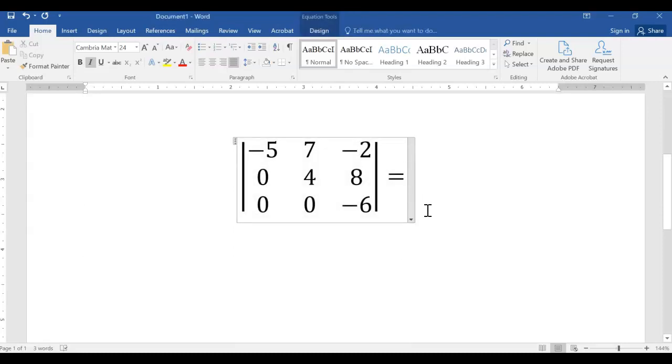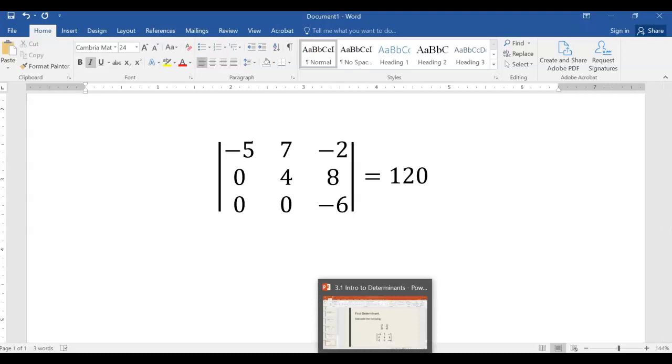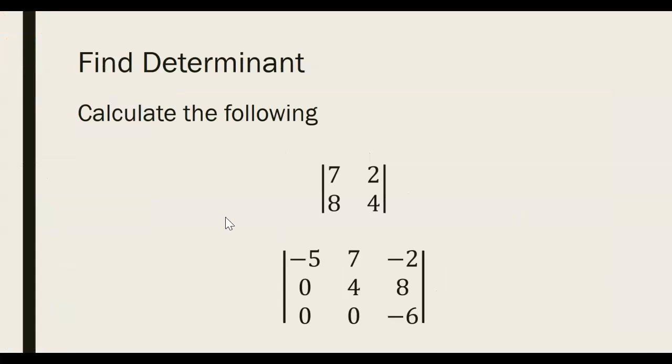And then we go to the next one. Well, the next one we see is upper triangular. So all we have to do is multiply the diagonal entries. -5 times 4 times -6. Well, that gives me 120 as well. So 120 is the determinant of that matrix. So the notation would be exactly what I wrote there. So hopefully you get the idea of calculating determinants and figuring those things out.